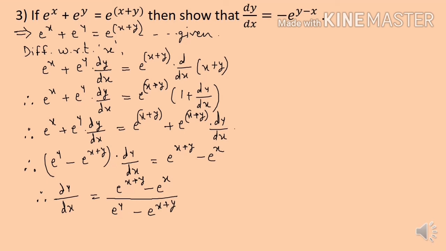In the question what is given? E raised to x plus y is equal to e raised to x plus e raised to y. So this term e raised to x plus y we will replace by e raised to x plus e raised to y. So you get e raised to x plus e raised to y minus e raised to x upon e raised to y minus e raised to x minus e raised to y. We can number this as 1 and here we will write from 1.